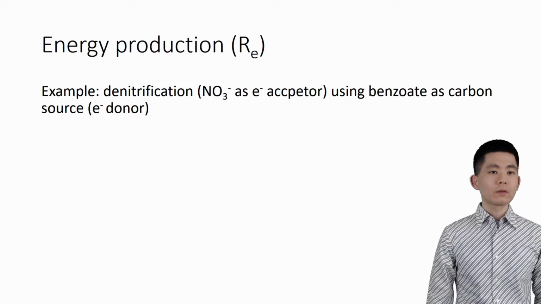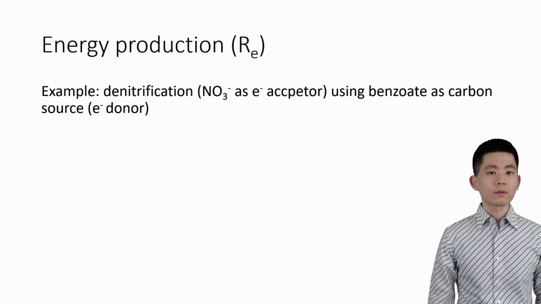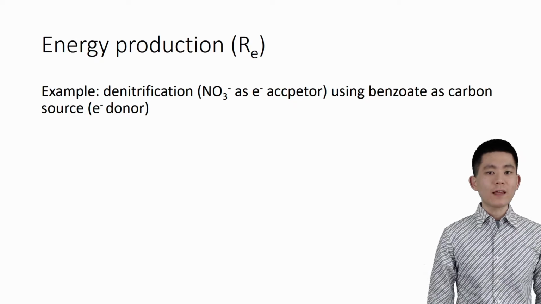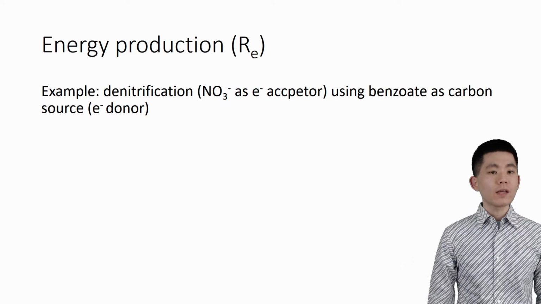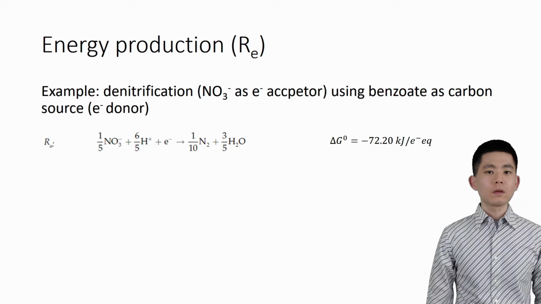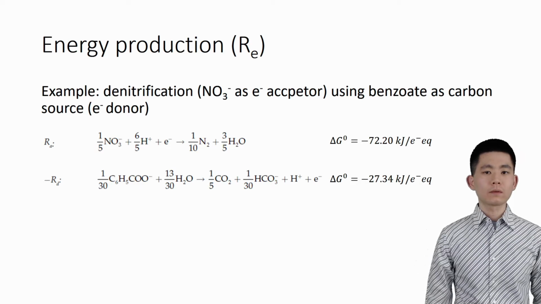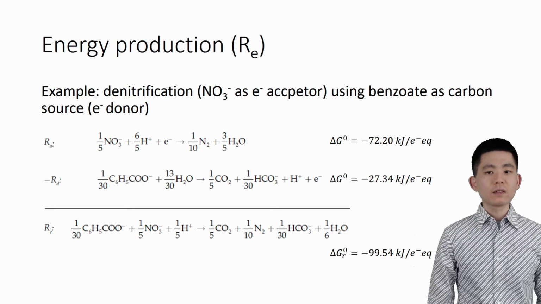As an example, let's find out the energy equation for the denitrification process using benzoate as carbon source. Because it is denitrification, nitrate is used as the electron acceptor. Benzoate as the carbon source is the electron donor. Make sure that the electrons are in the right place. If not, flip the equations. Simply add these together and cancel out the water and proton occur on both sides of the equation.